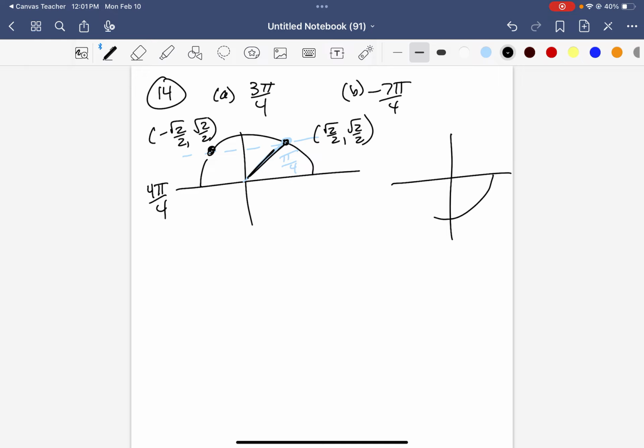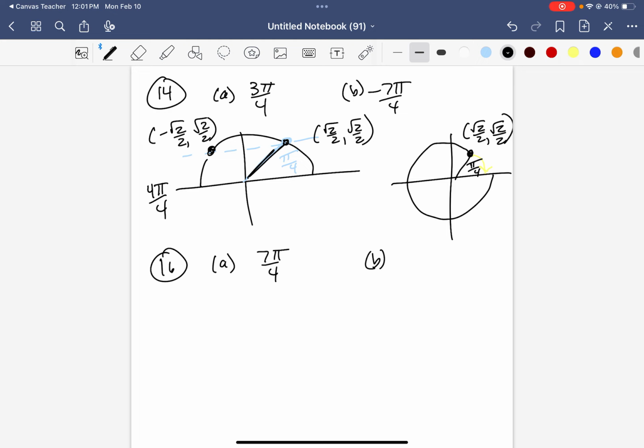Here, if we go negative 7 pi over 4, well, all the way around to here would be negative 8 pi over 4. So I stop one short, and I've got the square root of 2 over 2 and the square root of 2 over 2. So if I stop short 1 pi over 4, I'm almost all the way around. I'm almost done.